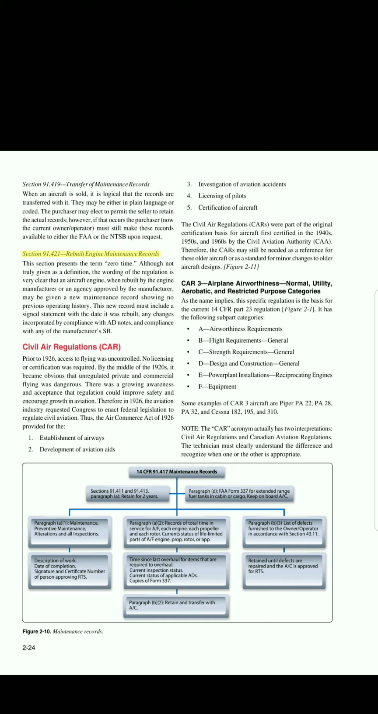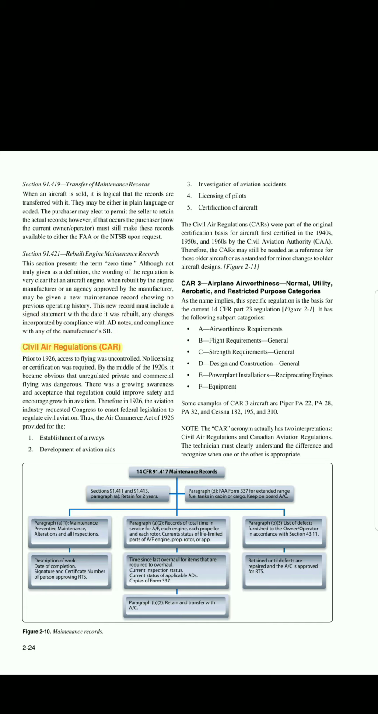Section 91.421, Rebuilt Engine Maintenance Records. This section presents the term zero time. Although not truly given as a definition, the wording of the regulation is very clear that an aircraft engine, when rebuilt by the engine manufacturer or an agency approved by the manufacturer, may be given a new maintenance record showing no previous operating history. This new record must include a signed statement with the date it was rebuilt, any changes incorporated by compliance with AD notes, and compliance with any other manufacturer's SB.